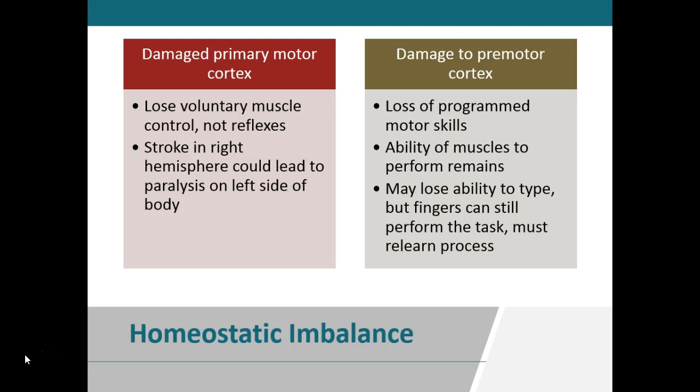On the other hand, someone with damage to the premotor cortex would lose those programmed motor skills. So the muscles could still do what they needed to do, but the ability to type might be lost. The muscles of the fingers could still perform the task, but the brain would have to relearn how to do that.